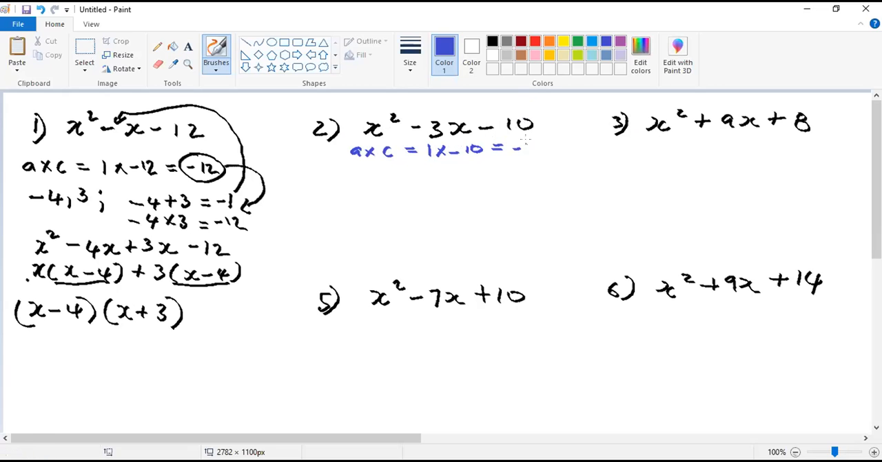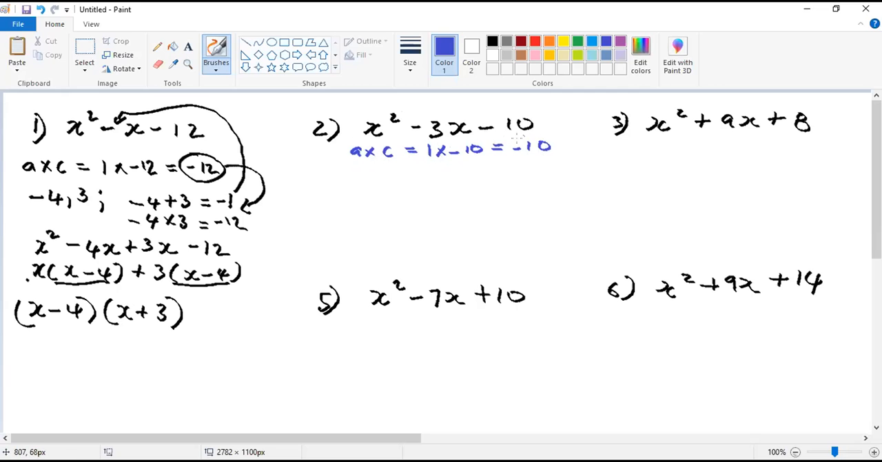So we have negative 10. And now we're trying to find factors of negative 10 such that we can get negative 3. So factors such that when you add them or subtract them, you get negative 3. So what comes to mind?